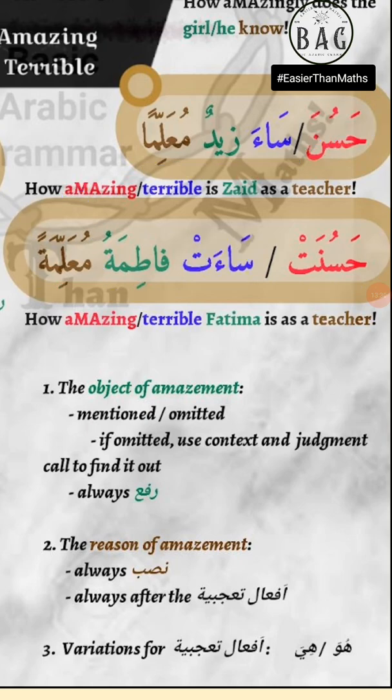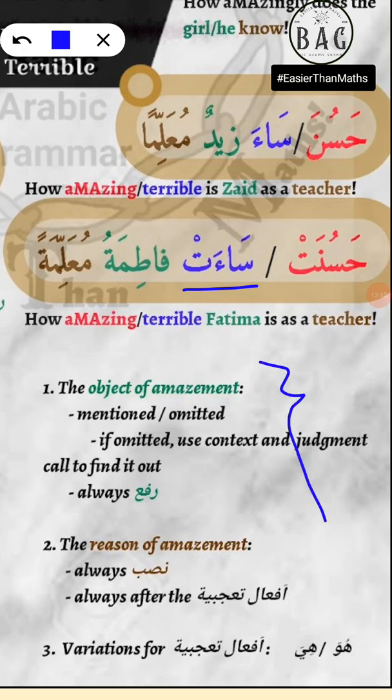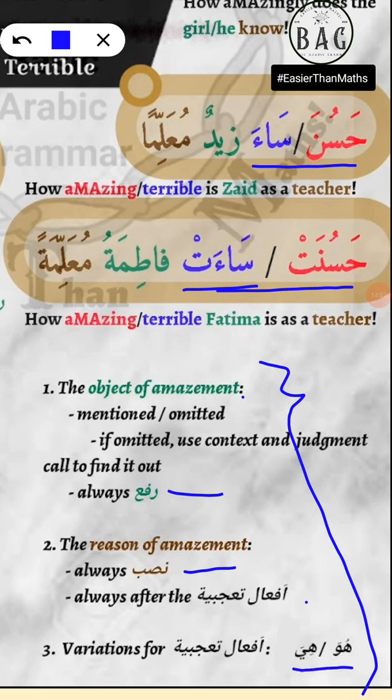Similarly, if Fatima is horrible at being a teacher, you are going to use the word sa'at. So this is it. Now that's all summarized over here. The object of amazement is always Rafa, and the reason of amazement is always nasab, and it's always used after the af'al ta'ajjub. These are the af'al ta'ajjub, hasuna and sa'a, and of course hasunat and sa'at. Then the variations for af'al ta'ajjub are huwa and hiya, just as I mentioned.